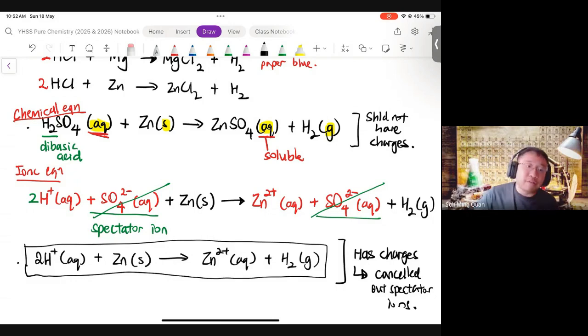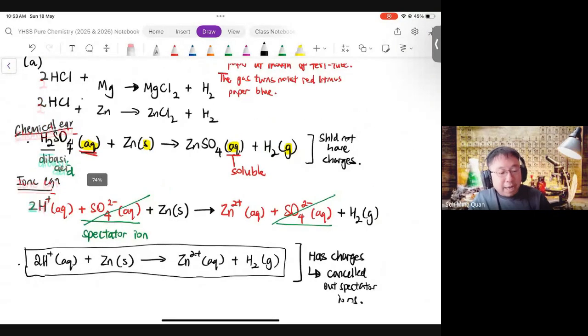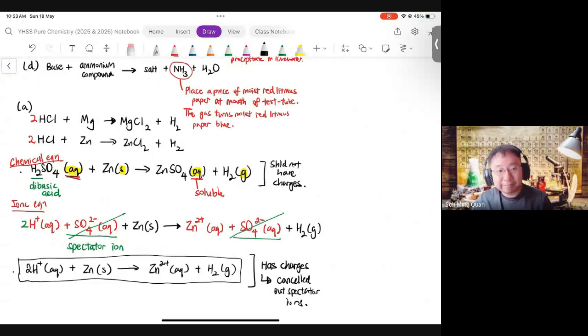Okay. Now, just a recap, we only dissociate those aqueous ones into ions. So acids must dissociate into H plus and the other ion. The salt must dissociate because it's aqueous. Okay? So anything that is aqueous, we split into ions. All right? Now, we are still on acid plus metal.